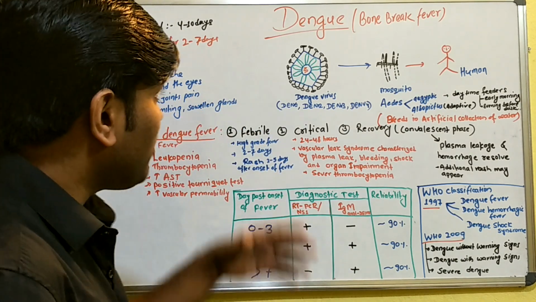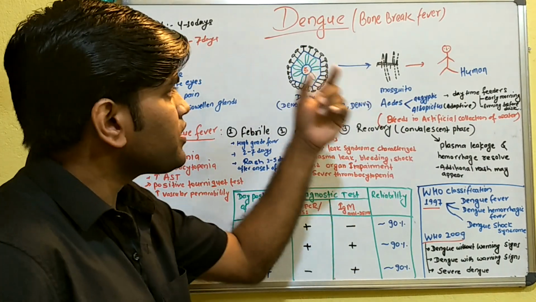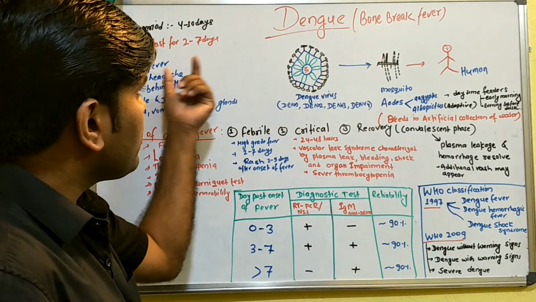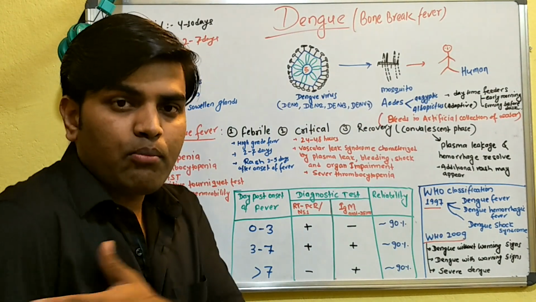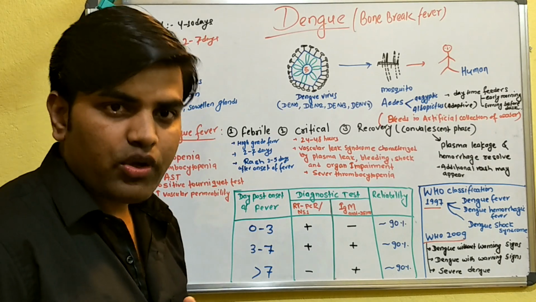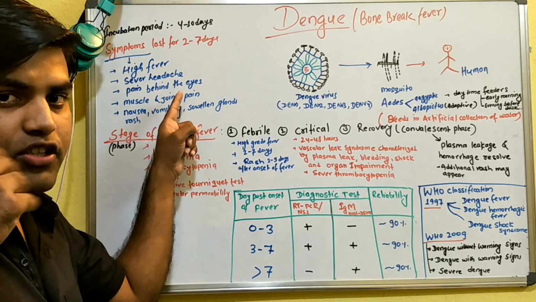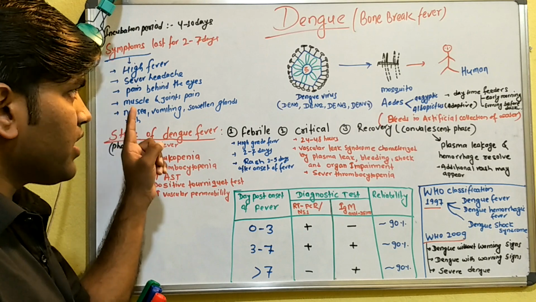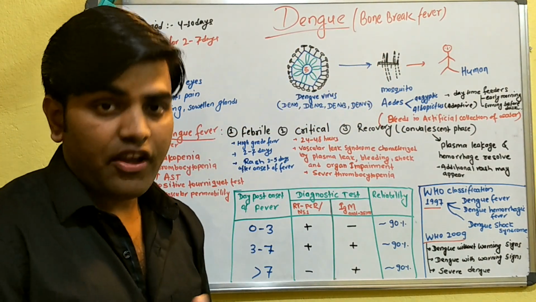Okay, so let's begin. The dengue fever, also known as the bone break fever. Why is it known as the bone break fever? Because it has got high fever, and the bone break describes the disease because the patient will develop bone pain. There will be bone pain, muscle pain, joint pain. There will be high fever, severe headache, pain behind the eyes, that is retroorbital pain, muscle and joint pain, nausea, vomiting, swollen gland, and rash. The name is bone break because there is a bone pain as well with high fever.